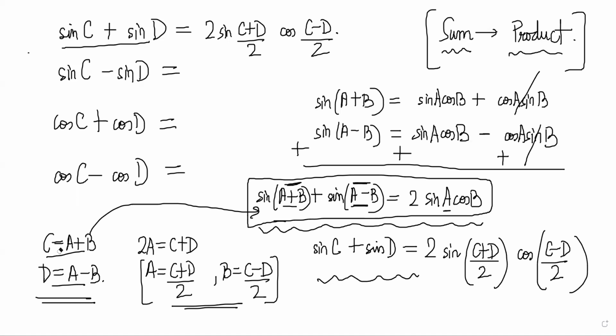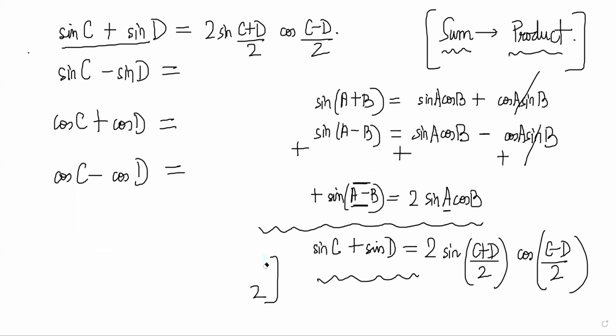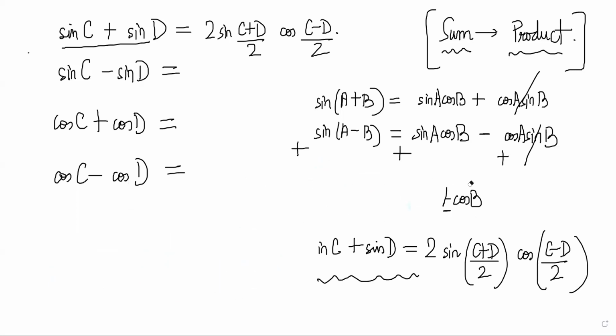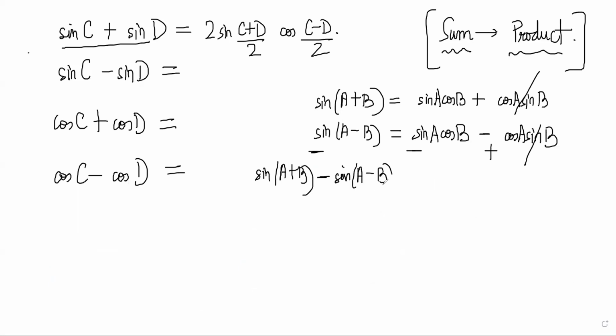Exact same process we will follow, but this time we will not add, we will subtract. So if you subtract now, what will happen? You will get sin(A plus B) minus sin(A minus B). This term will get cancelled now, and you will end up with 2 cos A sin B.